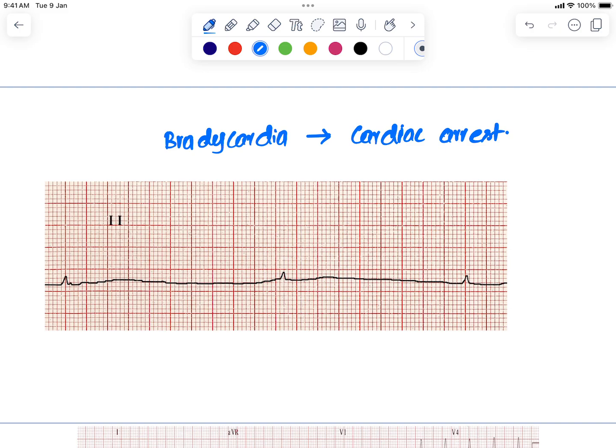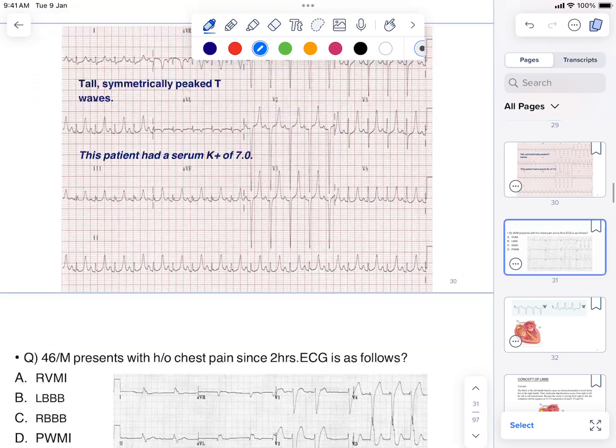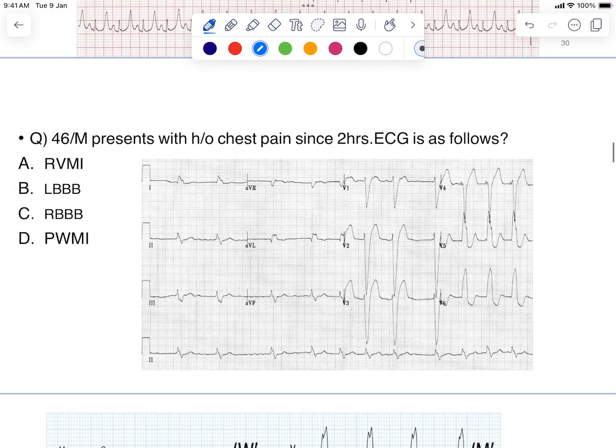Now, after having discussed about the ECG changes in hyper and hypokalemia, actually we are discussing the concept of the ST segment. Hyperkalemia is one condition where you have the presence of ST segment elevation. Then, yes, you see the other question. A 46-year male presents with history of chest pain since 2 hours. ECG is as follows. What is this ECG suggestive of? Right ventricular MI, left bundle branch block, right bundle branch block, the posterior wall MI.